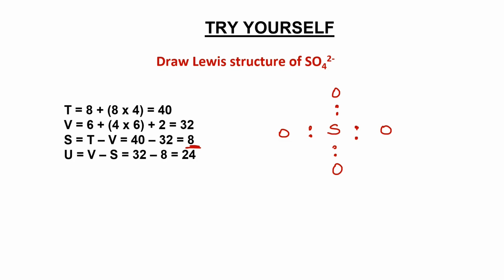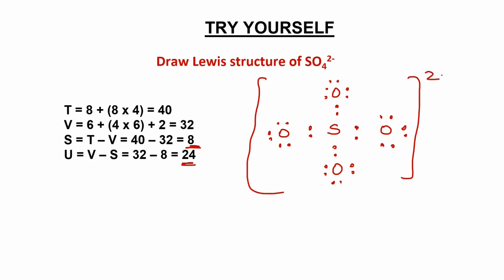Next is we need to complete the octets for each of the atoms. So sulfur octet is already complete, and the octets for oxygen would be like this. So you can again check how many unshared electrons are there in this structure. It would be 6 electrons each for oxygen. So 6 multiplied by 4 is 24. So 24 unshared electrons are there. So this matches with this number. And then there is 2 negative charge at the outside.